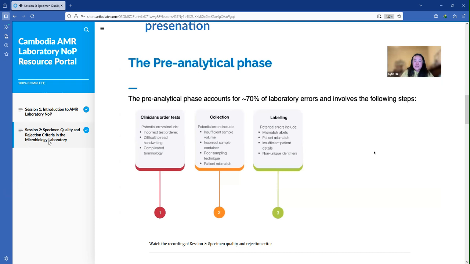For blood culture, we want to ensure that there is aseptic technique. It's a crucial step and often where contamination occurs. Some sources of contamination can be the skin or even environmental factors as well. Another thing to note for the quality of a blood culture specimen would be the volume of blood collected.